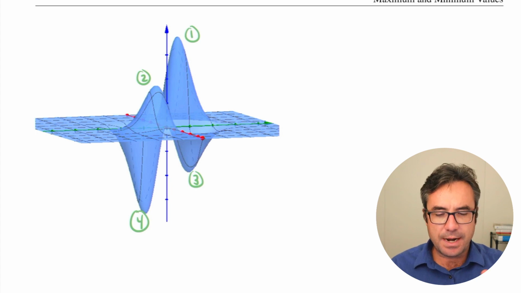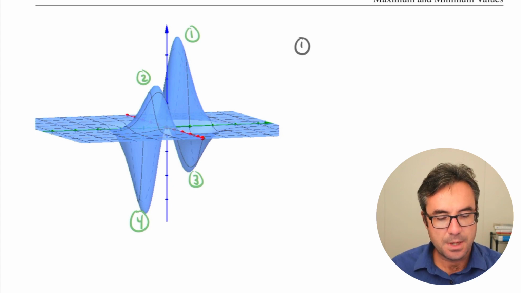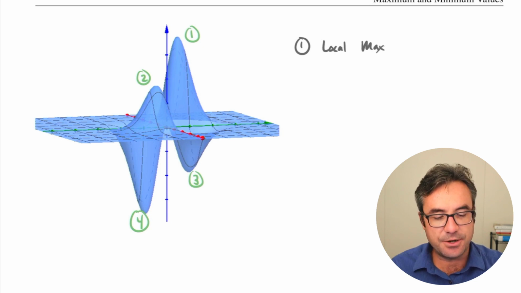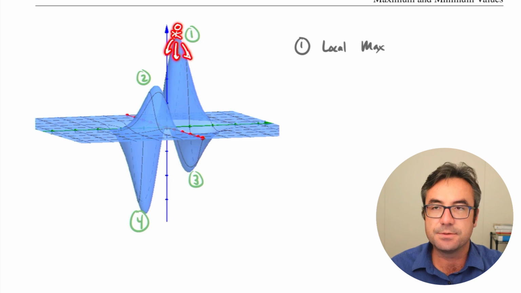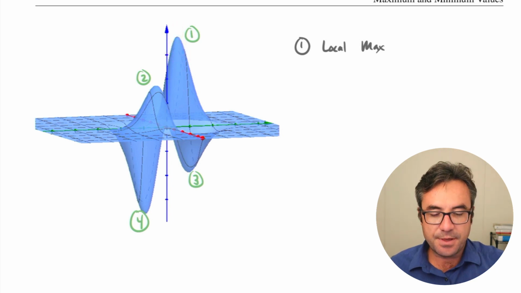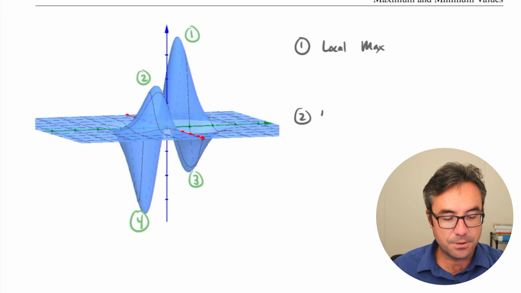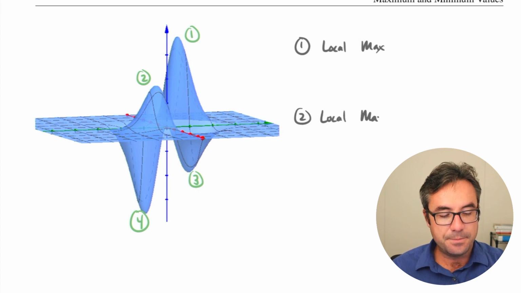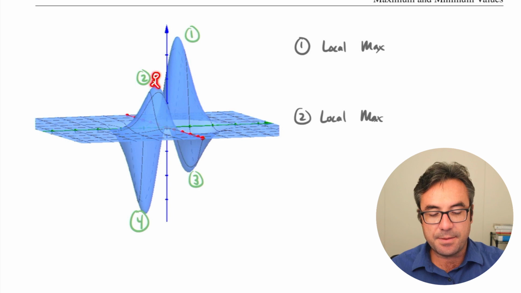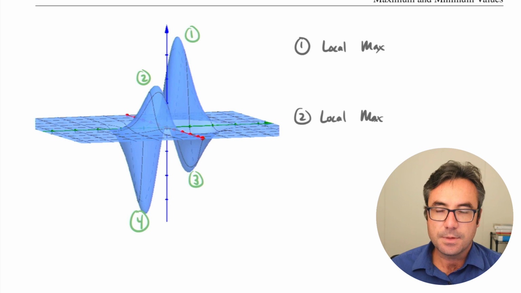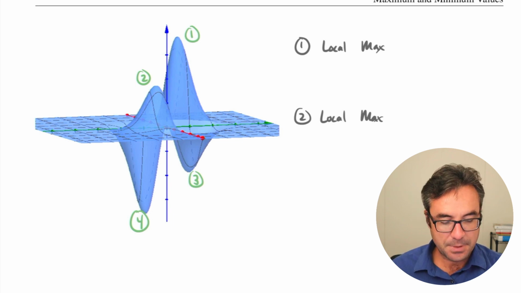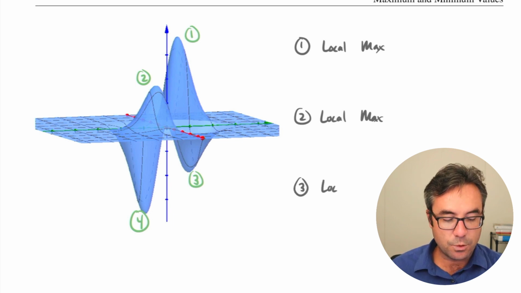All right, so what's going on at point 1? Well, point 1 is a local max because imagine standing on your surface, and then immediately surrounding that point, it's downhill in all directions. So that's a high point. Same thing at point 2. It's a local max, because again, imagine standing on that peak, and if I take a step in any direction, it's downhill. All right, what about point 3? Well, point 3 is a local min.